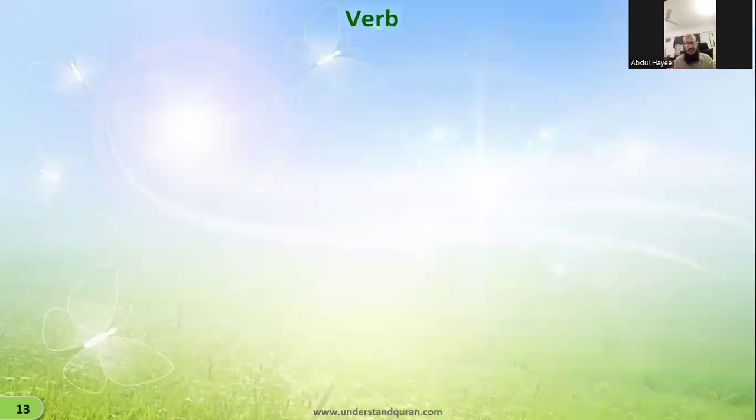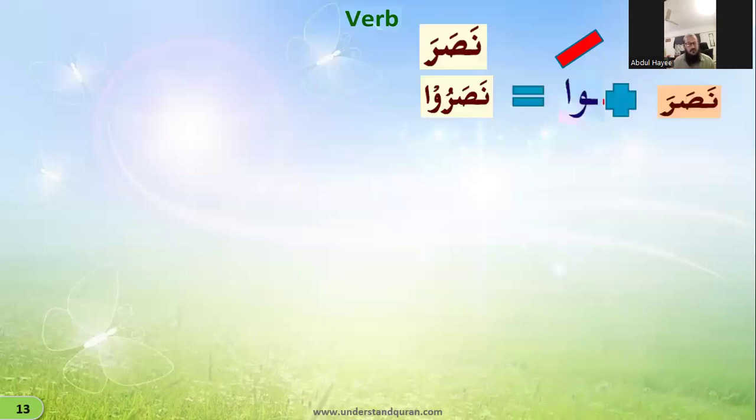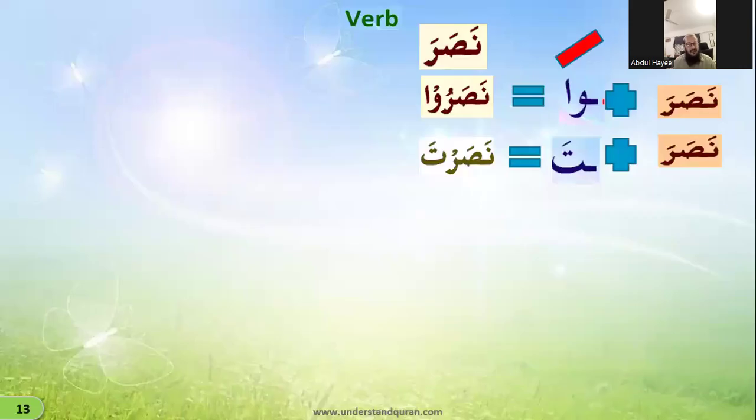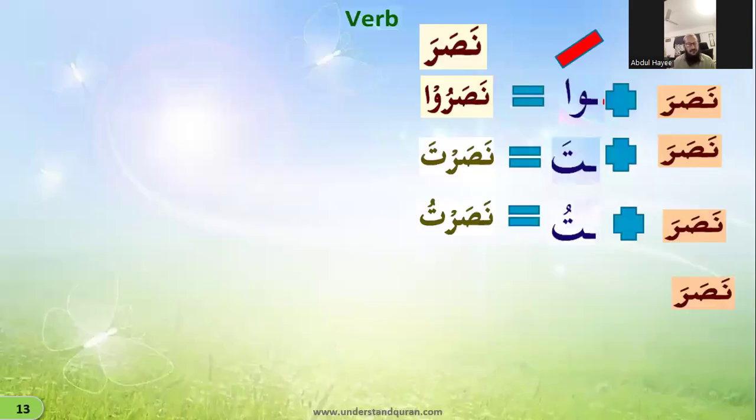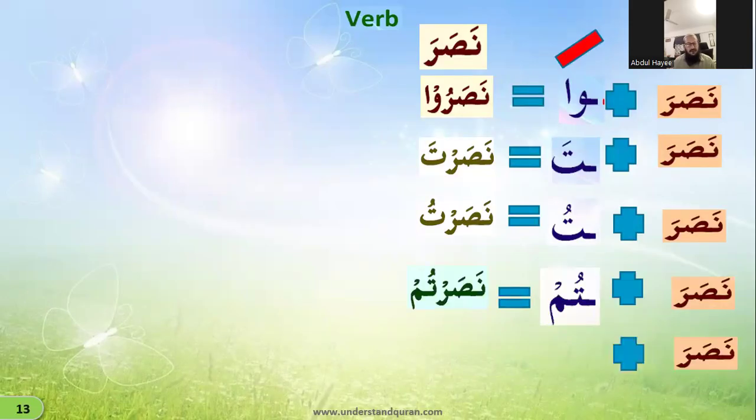So if I say nasara and I have to develop the complete table, what will I do? I will say nasara, nasaru, nasarta, nasartu, nasartum, nasarna. I simply attach these waw, ta, tu, tum, na with nasara. The second one is khalaqa. You can attach them to khalaqa and make the table.